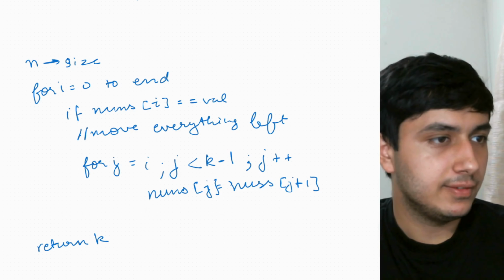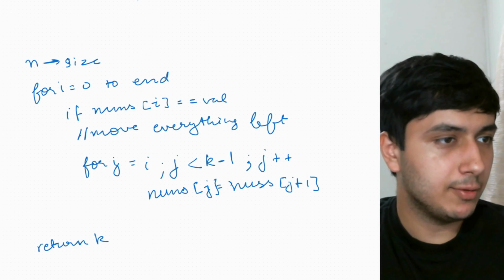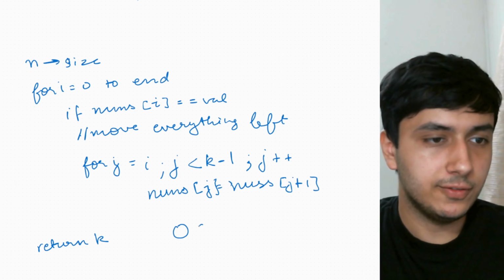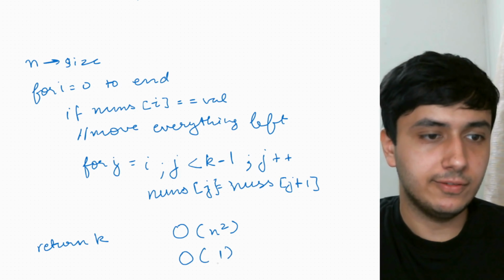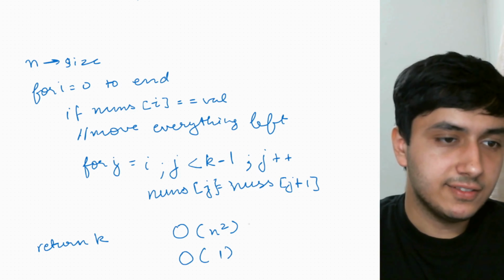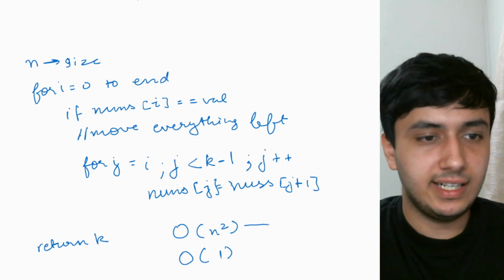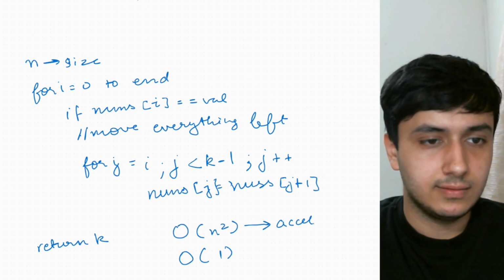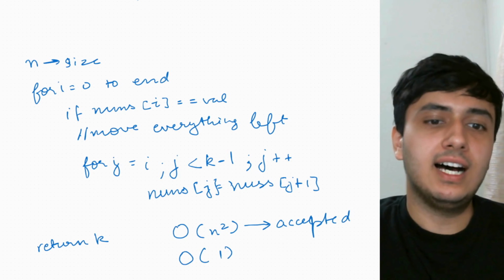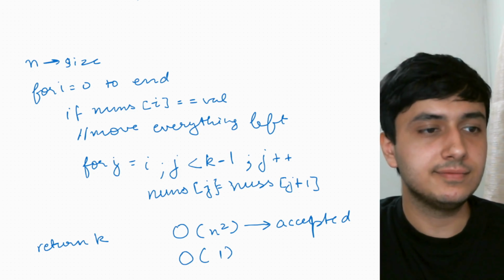This should have a time complexity of O(n^2) and a space complexity of O(1). This will get accepted, but at the end the interviewer is not looking for this solution and will ask you to optimize it even further.